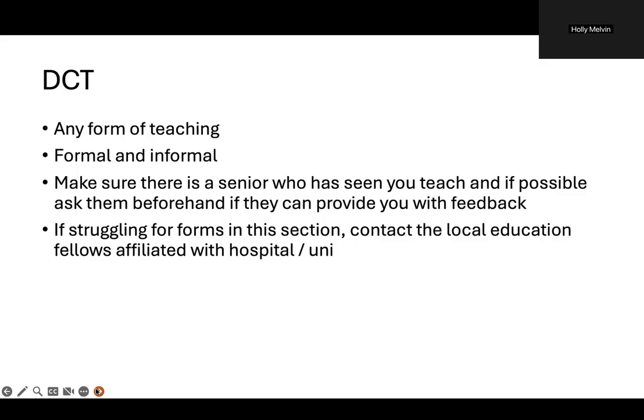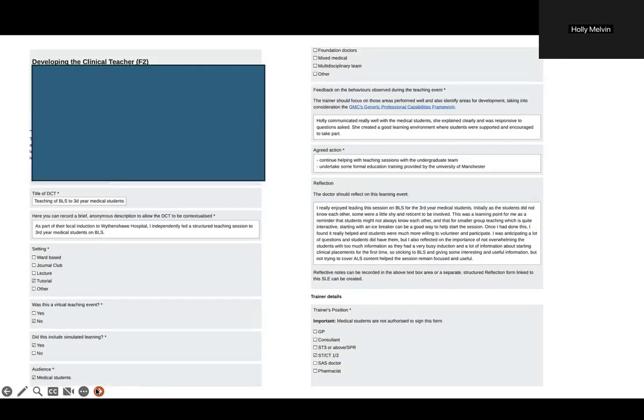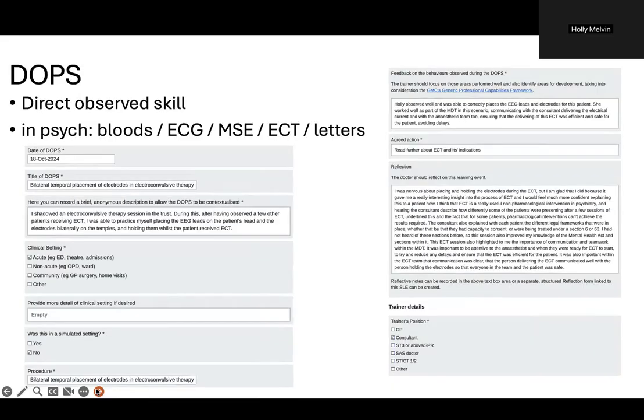If you find you're really struggling for it, it's a really good idea to get in touch with either the university or the education fellows that are affiliated with the hospital that you're at, so you can try and arrange some teaching like that. And then this is an example of a DCT form. Again, you can read through this in your own time.